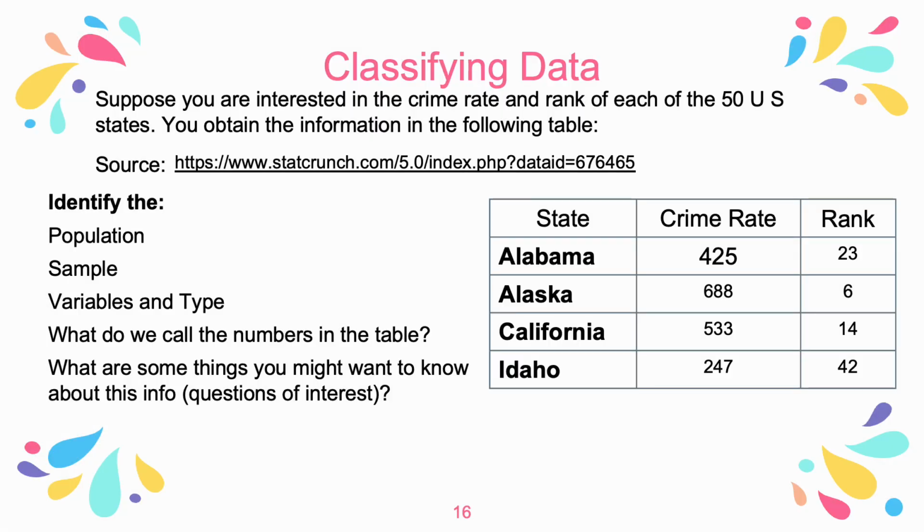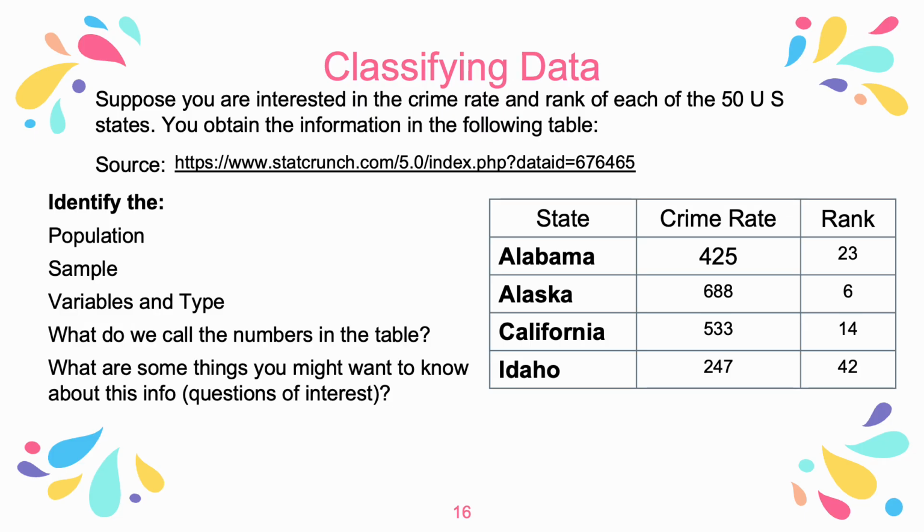Now, suppose you're studying crime rate and rank across U.S. states. The population would be the 50 states. The sample might be 4 or 5 states that are selected. The crime rate is a quantitative variable, while rank is categorical. The actual numbers we collect, that's going to be our data.